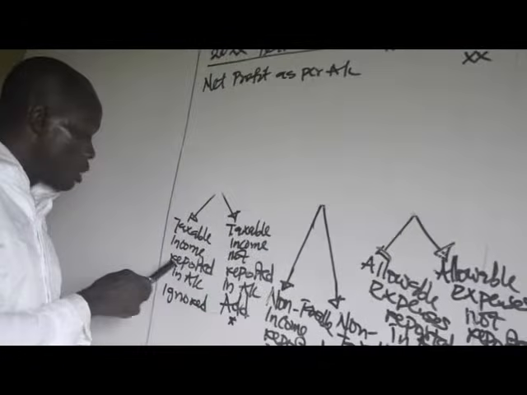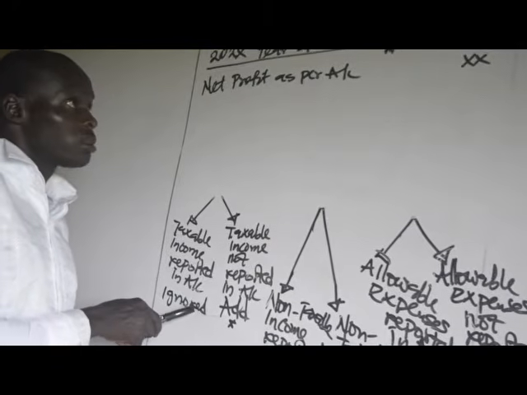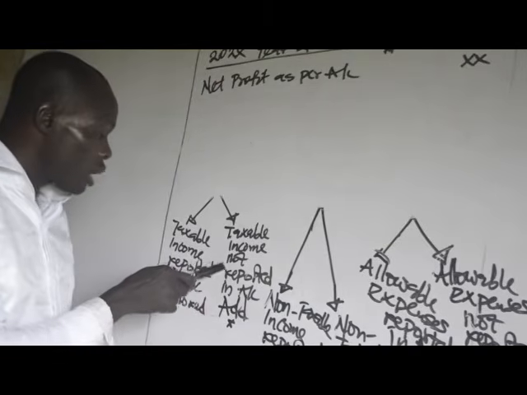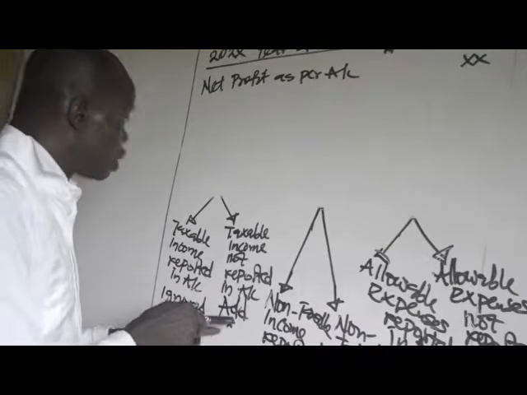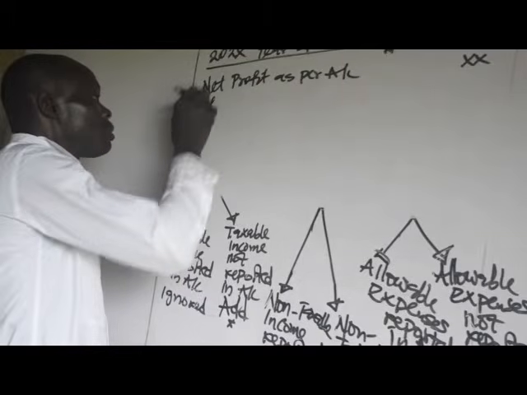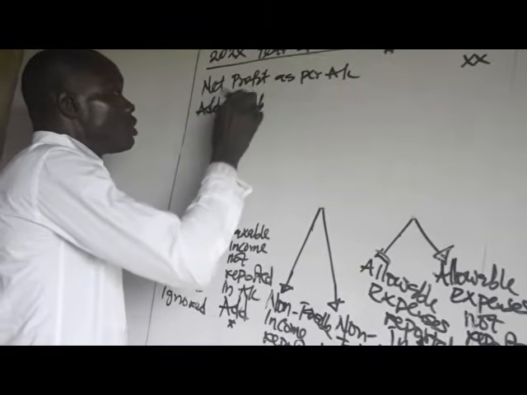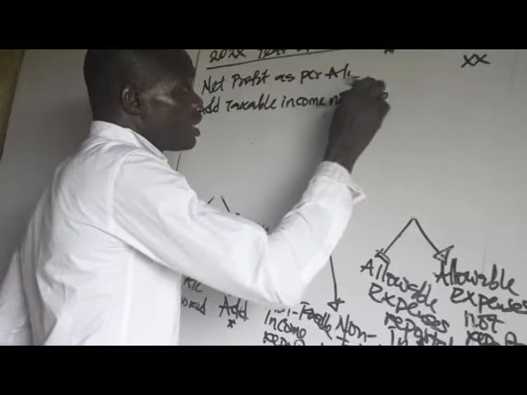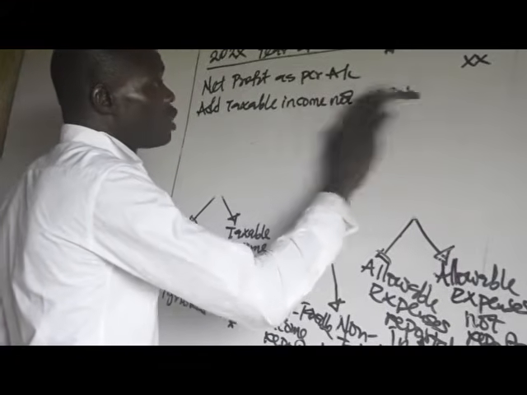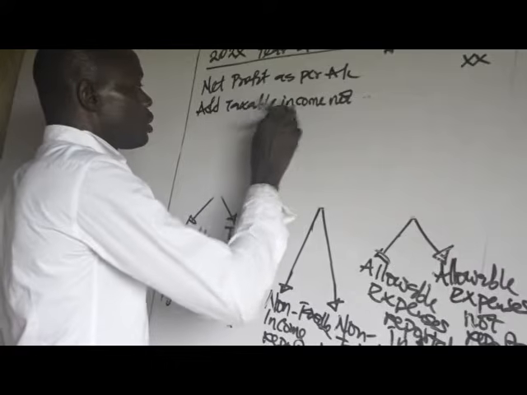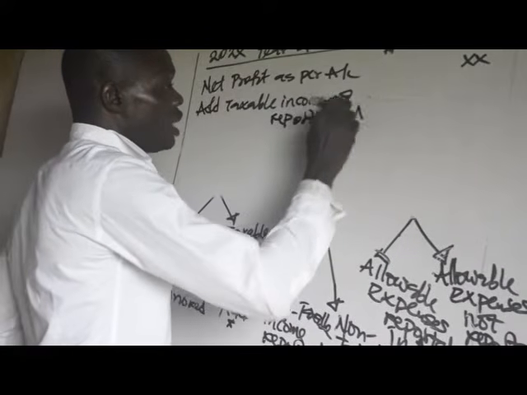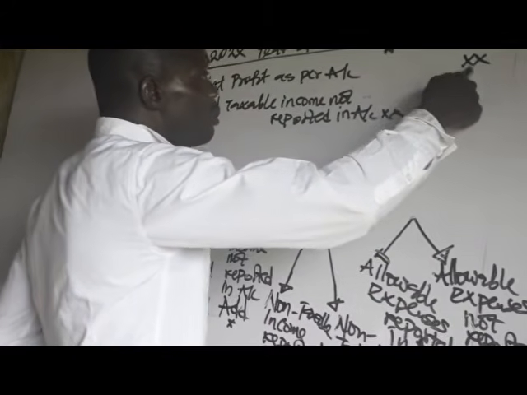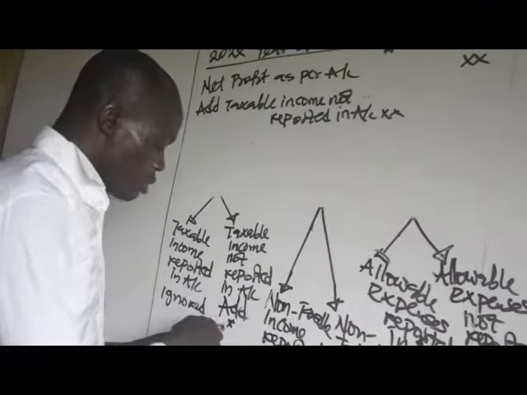We said taxable income reported in account should be ignored, since it has already formed part of the net profit figure. Then we also have taxable income not reported in account. I said this should be added. You add taxable income not reported in account, since the profit hasn't formed part of this net profit figure, so that is why we are adding that.